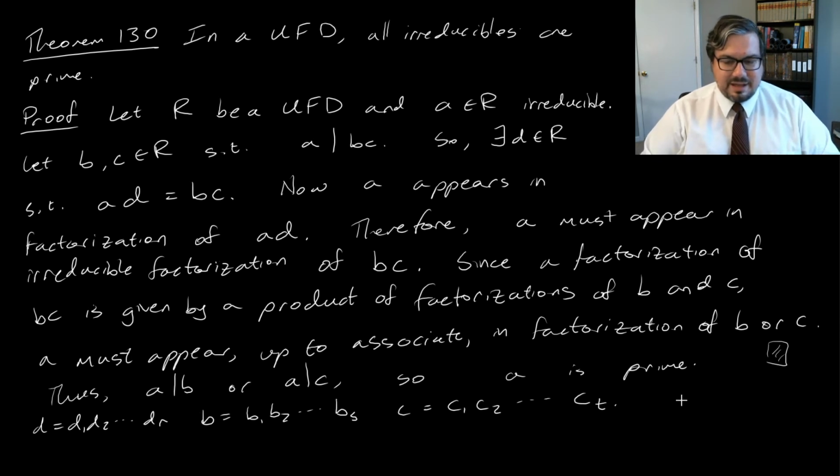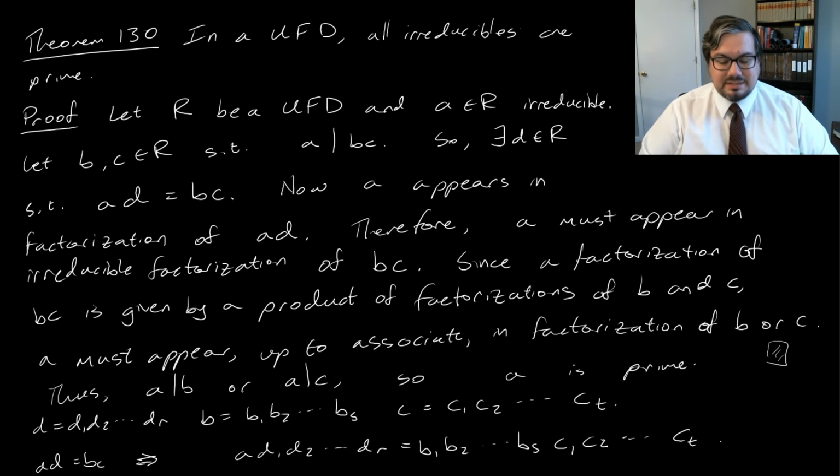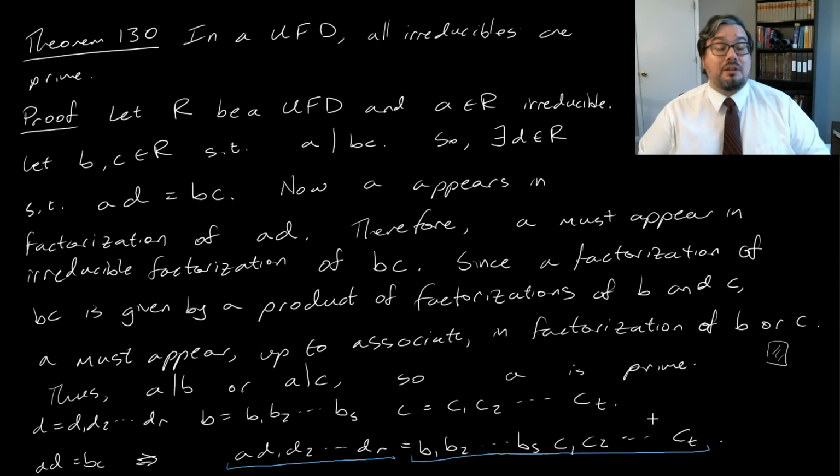So that means that since AD equals BC, this element AD, which can also be written as BC, has two factorizations that we have written down. We've got A times D1, D2, up through Dr. B times C can be written as B1, B2, up through Bs, then C1, C2, up through Ct. So whatever this element is, we have two factorizations of it, the one given on the left and the one given on the right, because all of the symbols involved here are now irreducible elements.